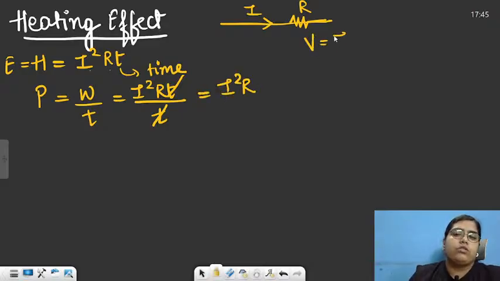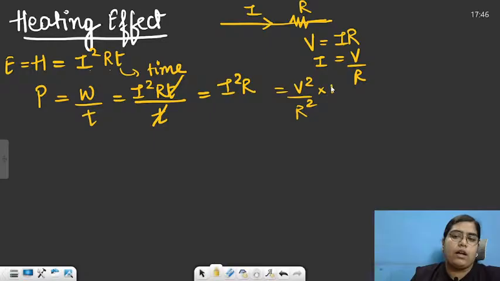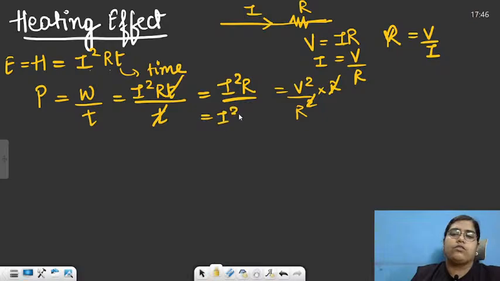Now using Ohm's law, V is equal to IR, I can substitute I by V upon R. It becomes V square by R square into R. So one R gets cancelled with the square, and we get V square by R. Then I can also write R as V upon I. If I put in this formula R as V upon I, I square into V upon I, one I gets cancelled with the square. So we get three formulas for power.